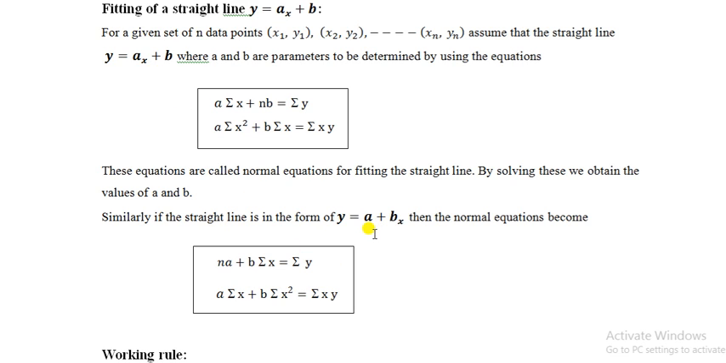Second one is if y is equal to a plus bx, then the normal equations become na plus b into summation of x is equal to summation of y, and the second one is a into summation of x plus b into summation of x square is equal to summation of xy.